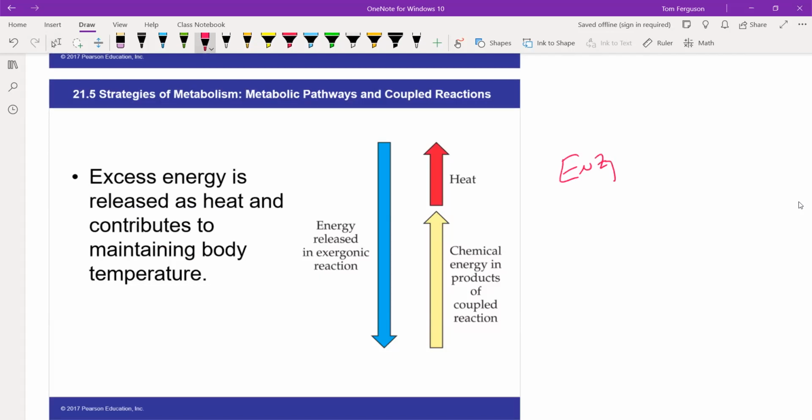Enzymes require certain pH and certain temperatures to function. So the body has to make sure that the heat required for the enzymes to do their job is maintained. So that's why some of the energy has to be spent in keeping the body warm enough for that to happen.